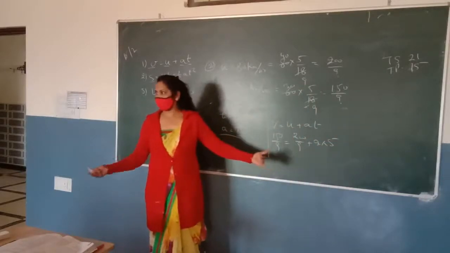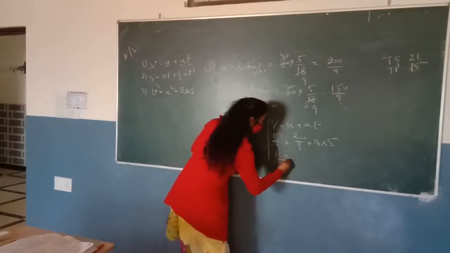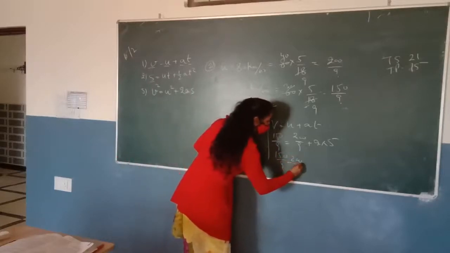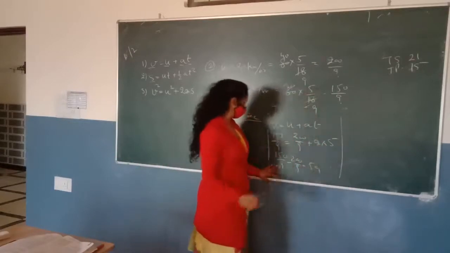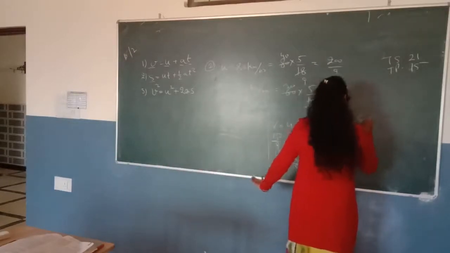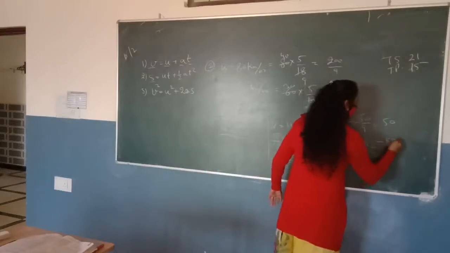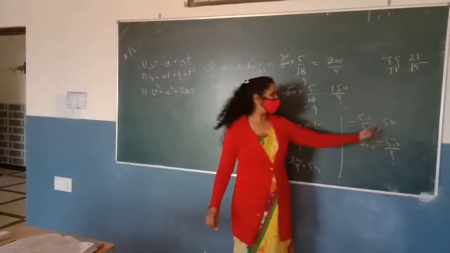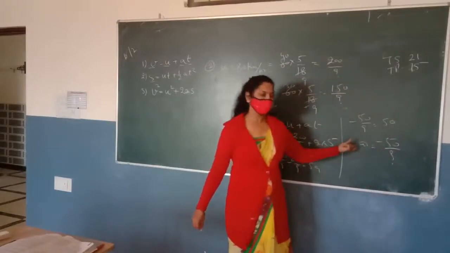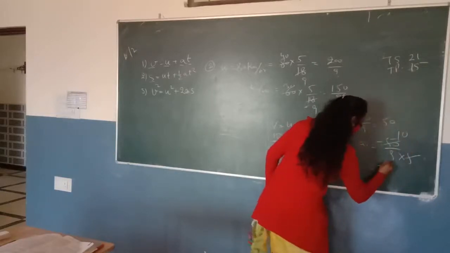Just as you do in maths, we will bring it to this side. 150 upon 9 minus 200 upon 9 is equal to 5a. Then it will be minus 50 upon 9 is equal to 5a. So a will be minus 50 upon 9, divided by 5. This is called cross multiplication. The number which is in multiplication we can put into division. 5. So it will be minus 10 upon 9.